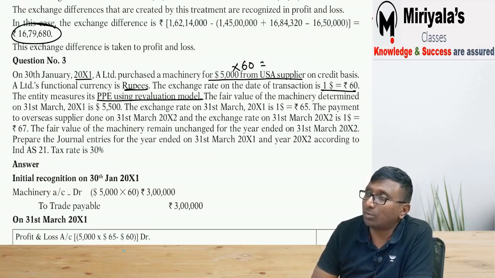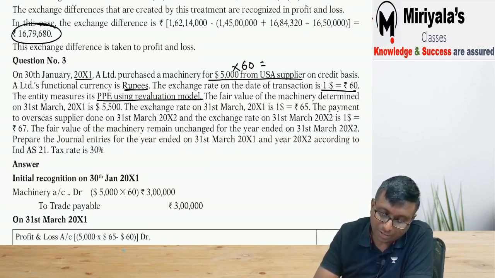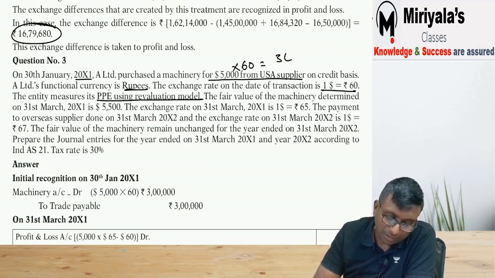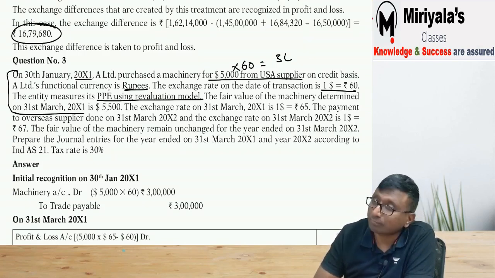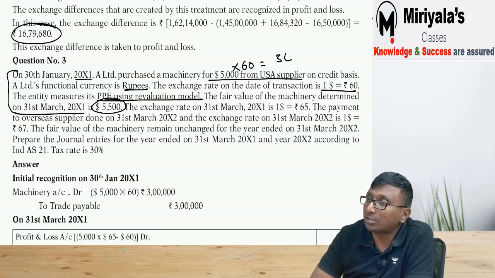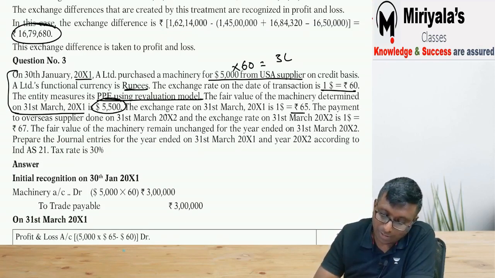Measure it, no problem, correct? And the date of initial recognition number, what is it? 3 lakh, agree, right. Revaluation model: the fair value of the machinery is determined on 31st March 2021, within 2 months' time. They have decided, what is the number, my dear? 5,500 rupees, $500. Correct? Right. Exchange rate today is 65. The payment to the overseas supplier is done on 31st March 2022, and the exchange rate on that date, after one more year, is 67.